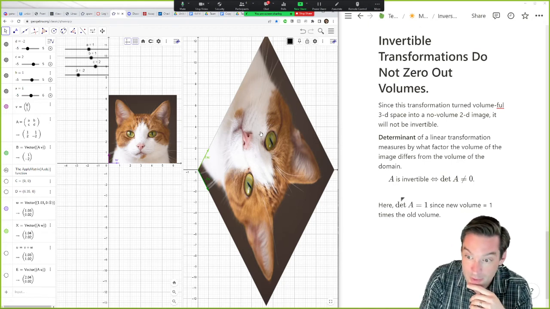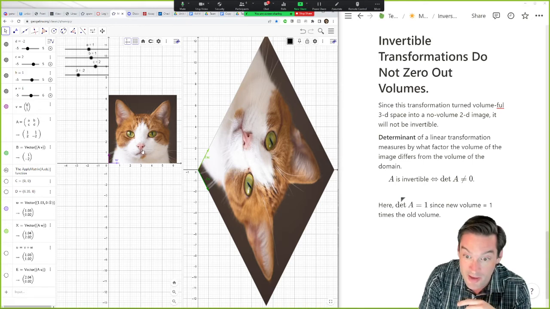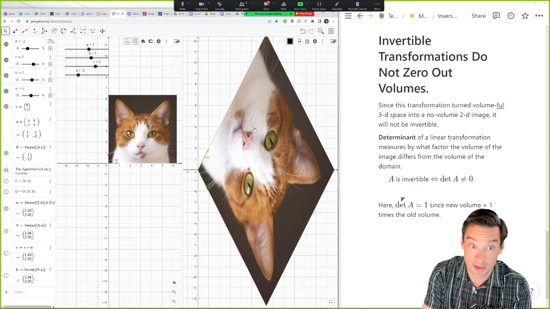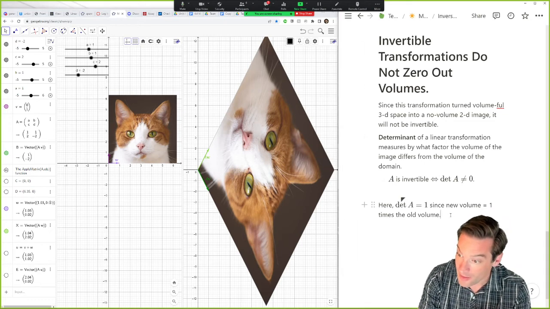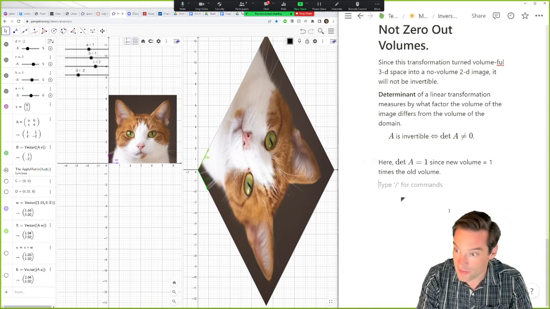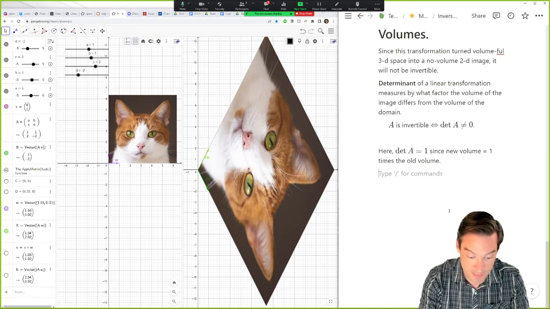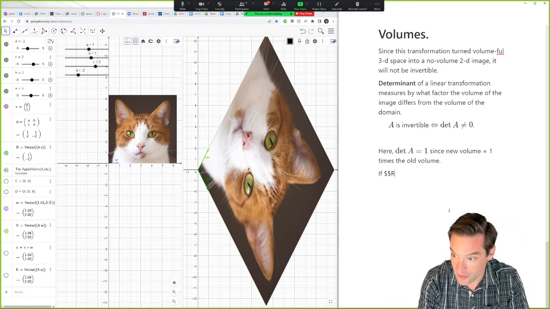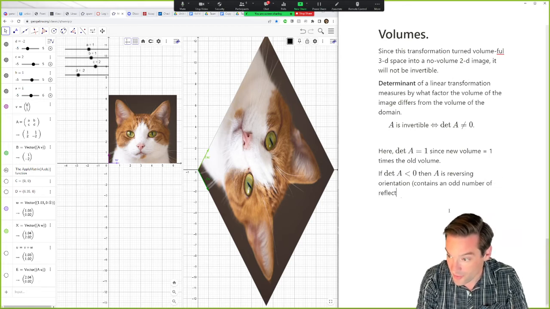Here the cat is also getting reflected. If you notice that this little brown spot on the cat's chin was on the right side of the original cat picture, but is on the left side of the cat's face in the second picture. So there's also a reflection going on as part of this linear transformation. And so where that comes in is, it comes in if the determinant of my matrix is positive versus negative. So if the determinant of A is less than 0, then A is reversing orientation. It contains an odd number of reflections in its geometry.